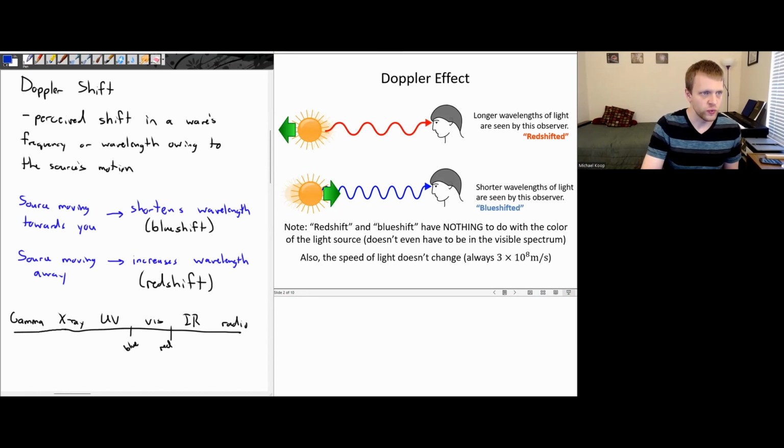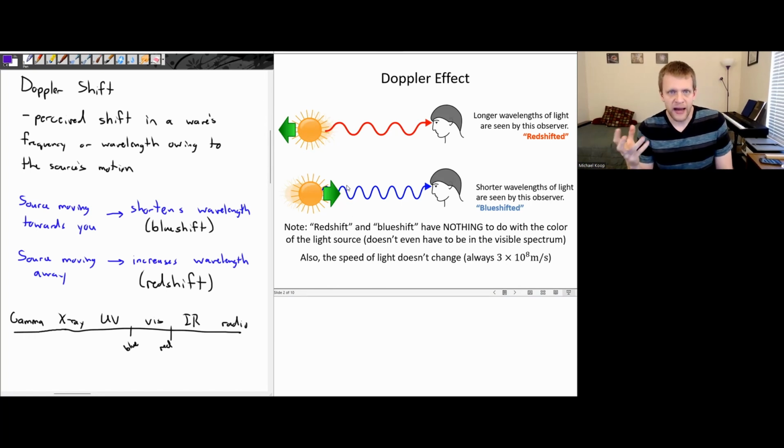Or if I started with ultraviolet light, and that source of light is moving away from me, that light that was invisible to our eyes might be redshifted so much that it gets pushed into the visible part of the spectrum. Again, redshift and blue shift doesn't necessarily mean that the light ends up as red or blue. It's just saying the wavelength is getting longer for redshift or shorter for blue shift.